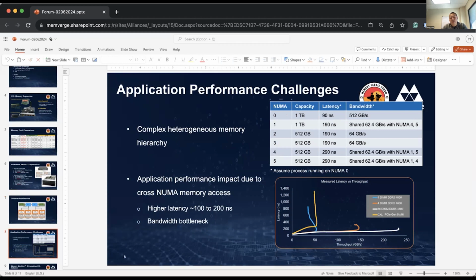So if you have these frequent cross-NUMA memory accesses, it's possible to saturate a particular link. And when you saturate that bandwidth, the latency goes up significantly. So it's much bigger than the 100, 200 nanoseconds; it could go up to, you know, 1,000 nanoseconds or so. So this is actually what we had measured.